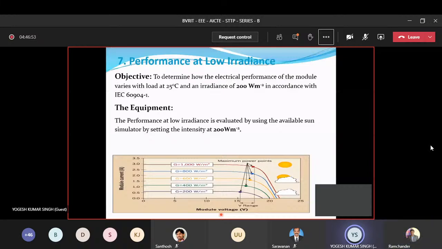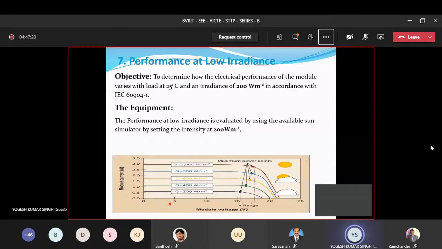So you can find out from there the different intensities. The current value will be different. At 200 watt per meter square, your current is this much. At 400 watt per meter square, your current is this much. At 600 watt per meter square, your current is this much. At 800 watt per meter square, your current is this much. And at 1000 watt, your current will become 3.0%. And this is the IV characteristic of the module.